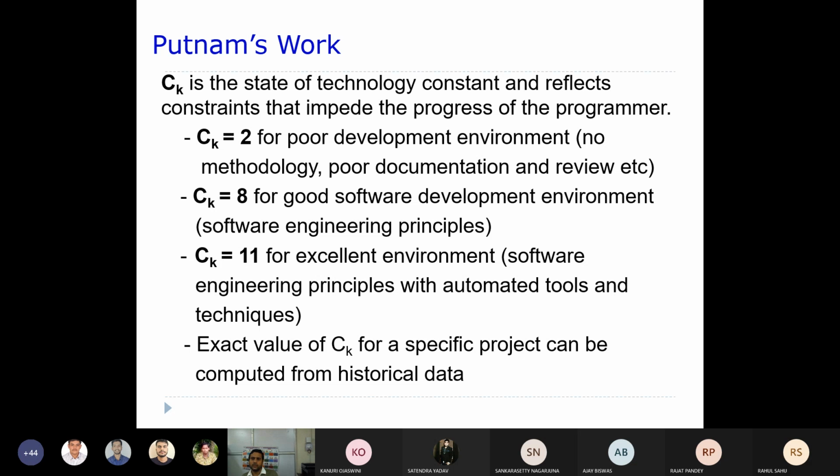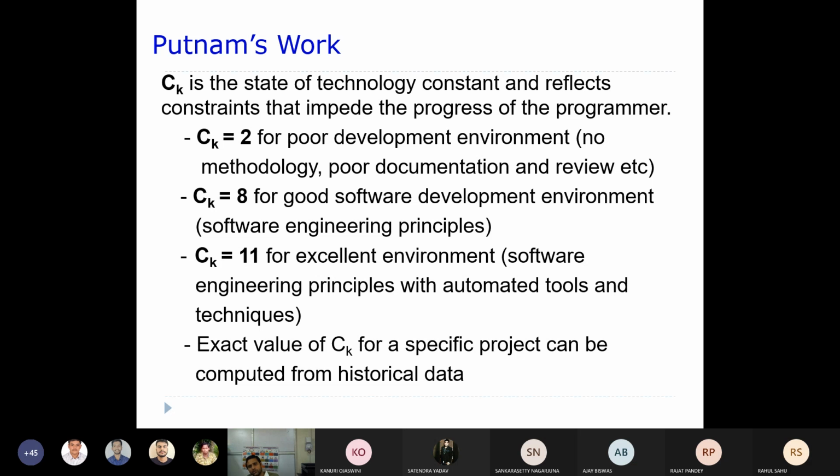Based upon whatever constraints are there, that actually obstructs the progress of the programmer. You can think of it like this. If Ck is equal to 2, that value is given for a poor development environment where we have not considered any methodology for the development, nor do we maintain any documentation, nor do we carry out any sort of reviews. That means we are not applying any software engineering principles at all. In that case, usually the Ck value will be 2.